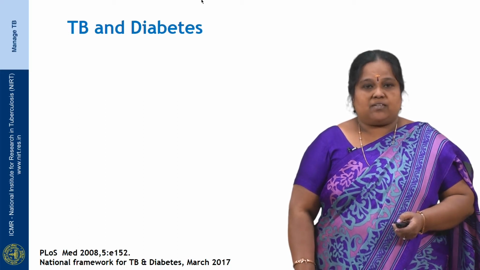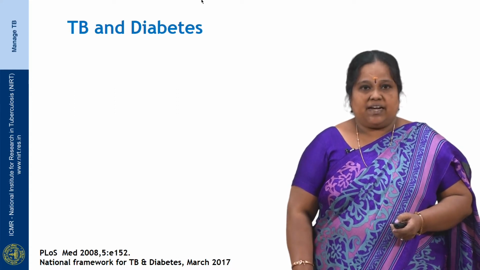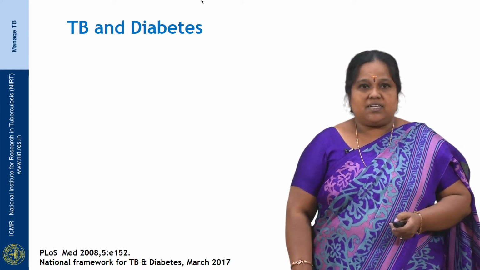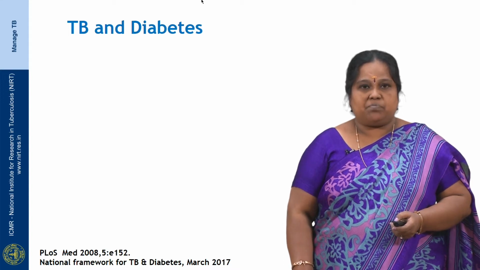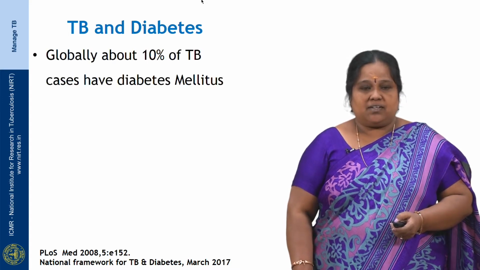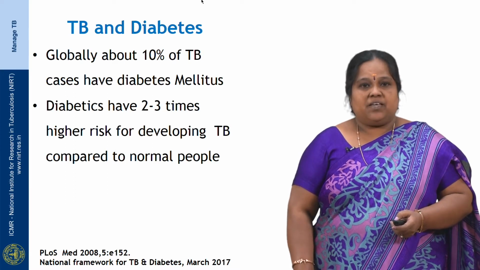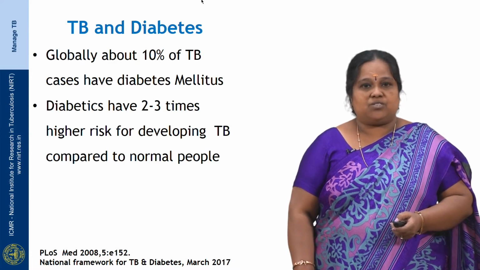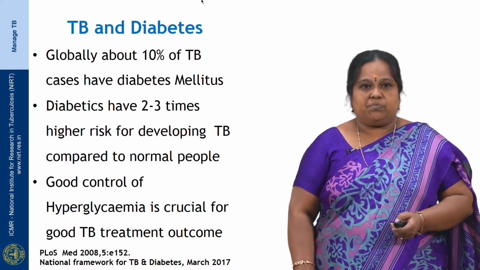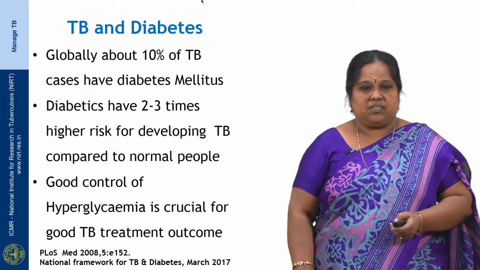The commonly associated comorbidity with TB is diabetes. With the increasing global prevalence of diabetes, especially in low and middle income countries where TB is already endemic, we might encounter an increasing number of TB and diabetic co-infected patients in the near future. Recent medical evidence reports that globally about 10% of TB cases have diabetes mellitus, and diabetics have 2 to 3 times higher risk of developing TB compared to normal people. So, good control of hyperglycemia is crucial for good TB treatment outcome.